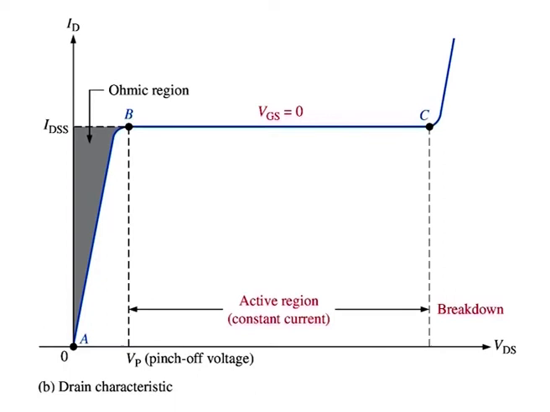Breakdown. As shown in the graph in the figure, breakdown occurs at point C when ID begins to increase very rapidly with any further increase in VDS. Breakdown can result in irreversible damage to the device. So, JFETs are always operated below breakdown and within the active region, that is between point B and C on the graph.